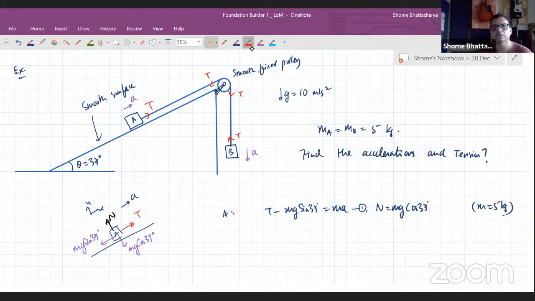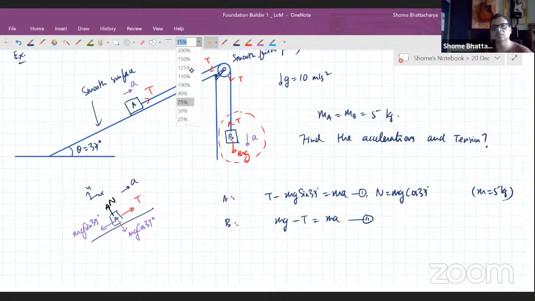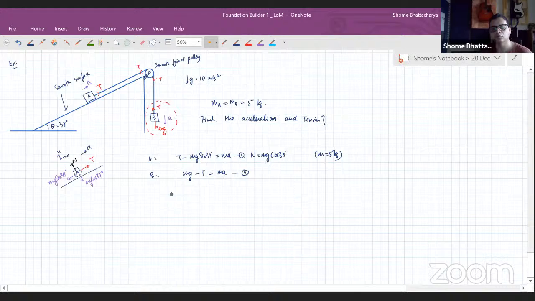Whereas for block B, we can directly look at the free body diagram here. So for this FBD, we can see that block B is giving us the equation mg minus T, because its acceleration is downwards, is equal to ma. So that becomes our second equation. So now it's the same standard method of solving the equations. First, try to find a combination such that tension gets eliminated. So here you can see the first equation has plus T, the second equation has minus T. If you just add them, you get rid of T.